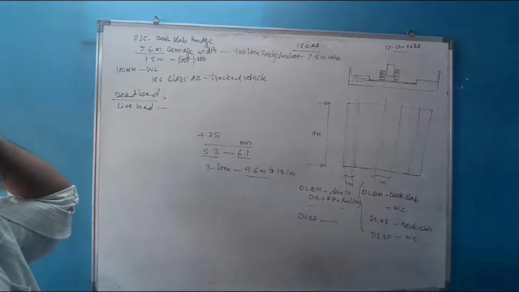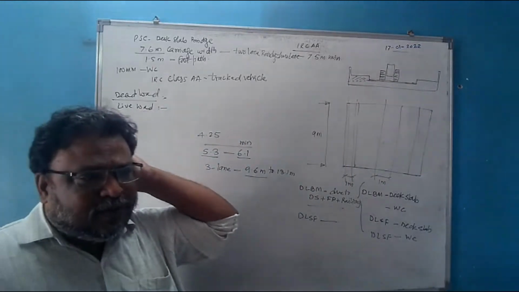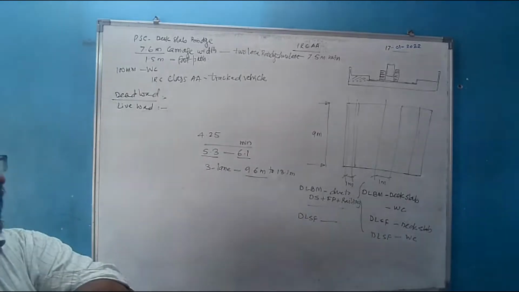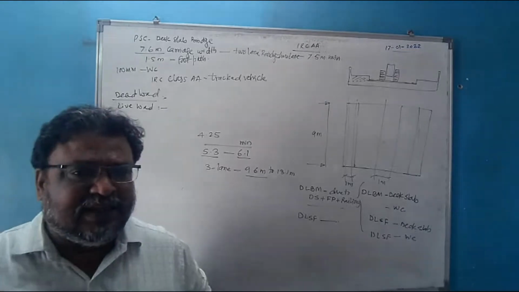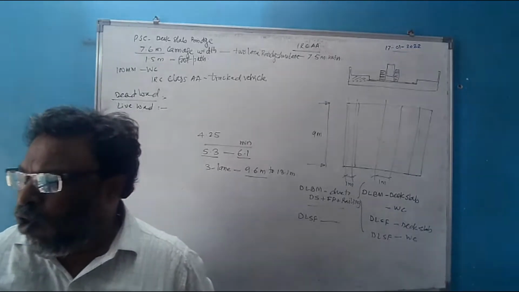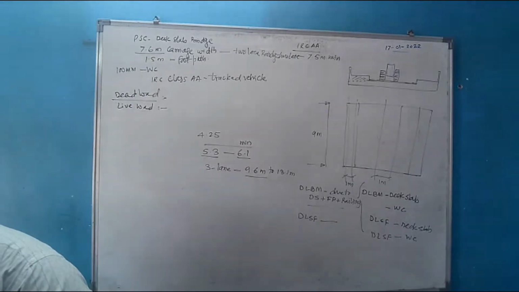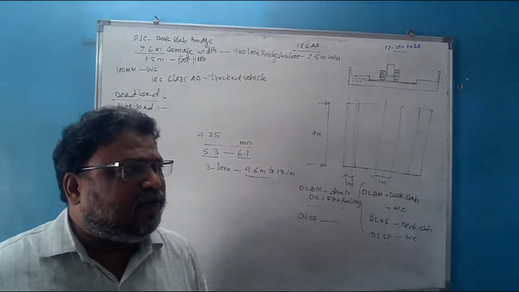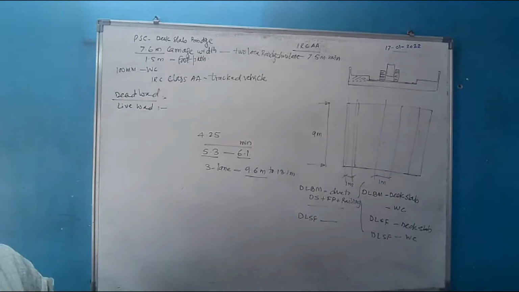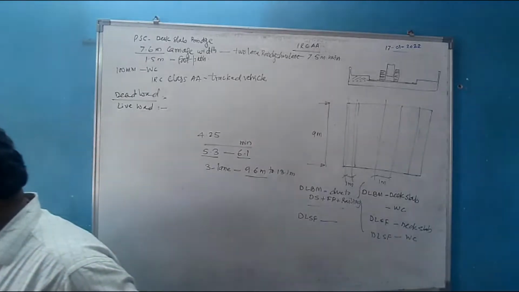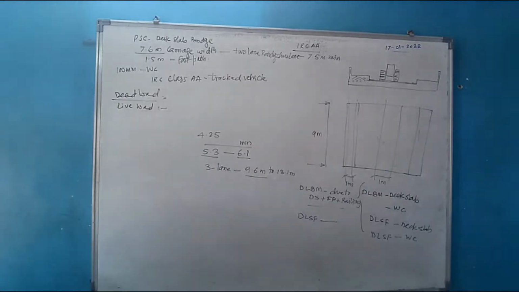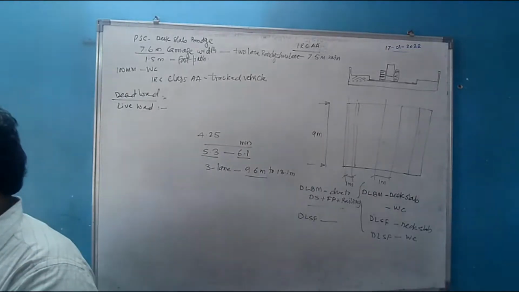Then we had discussed what must be the distance between the 2 successive vehicles. If one vehicle follows another, IRC class AA tagged vehicles, then what must be the minimum distance? The minimum distance between the 2 IRC class AA tagged vehicles must be equal to 90 meters. There are different distances for different vehicles. If it is a tracked vehicle, then it is 90 meter. It is given here.